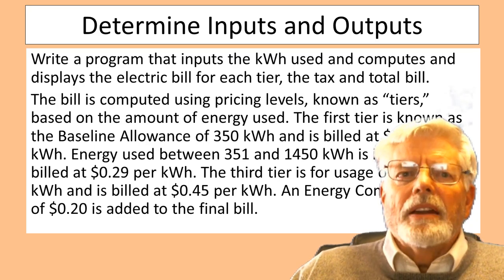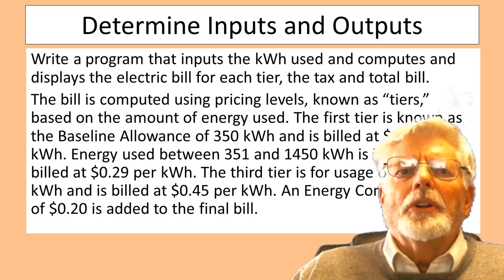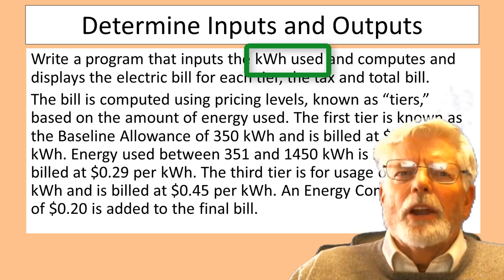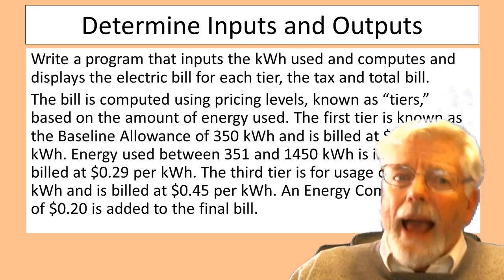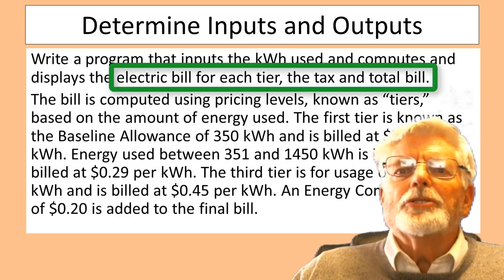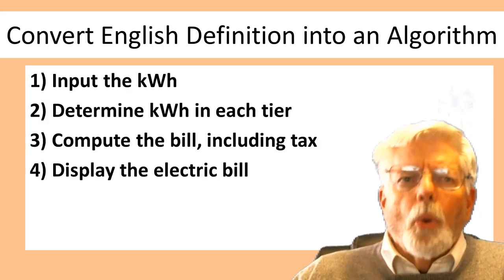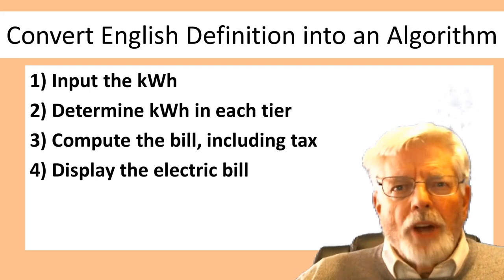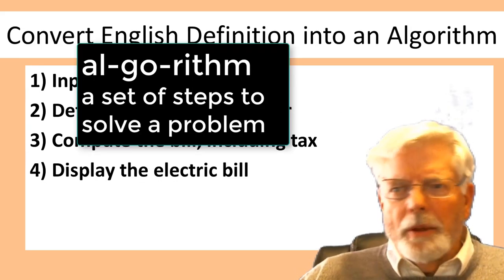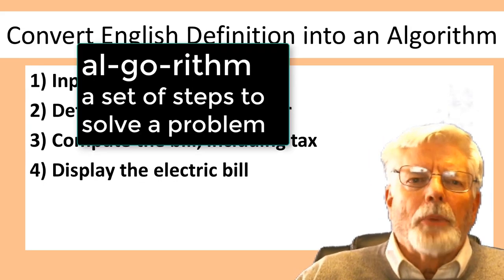Let's start by identifying the inputs and output. The only input is kilowatt hours used. The only output is the electric bill that shows the amount for each tier, tax, and total. We can simplify the English project definition into an algorithm, which is a set of steps to solve a problem.